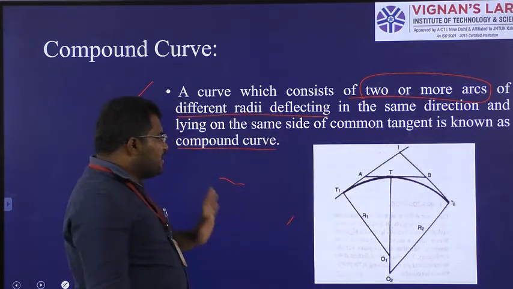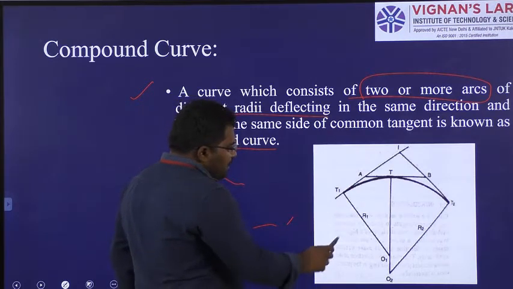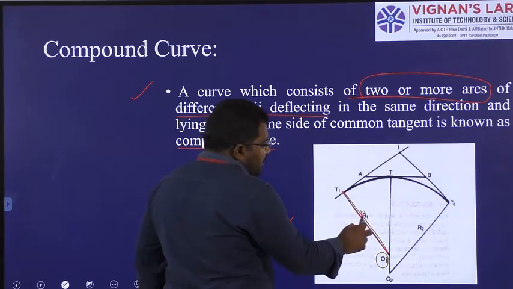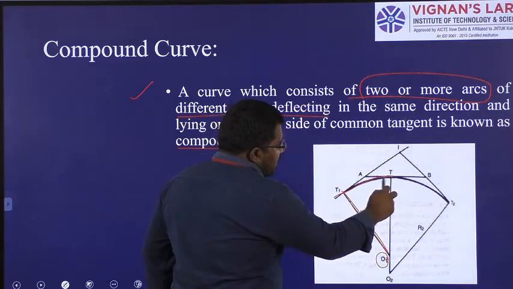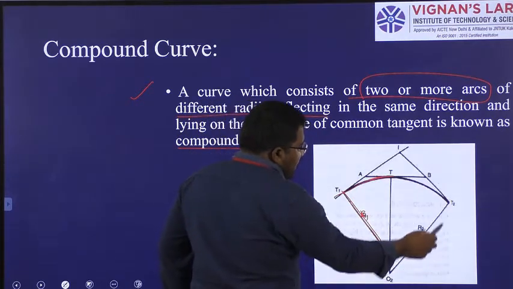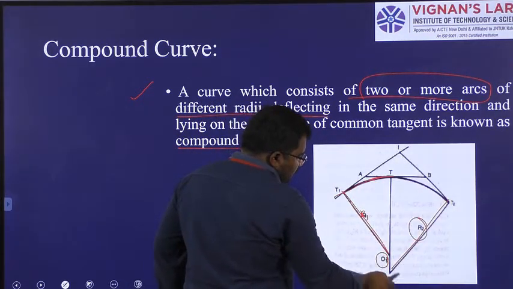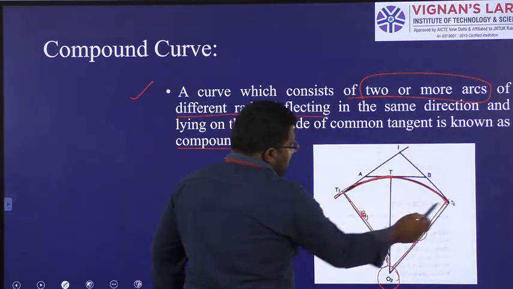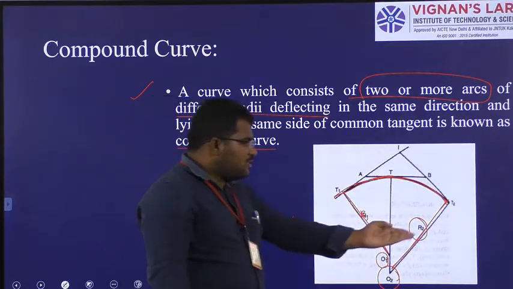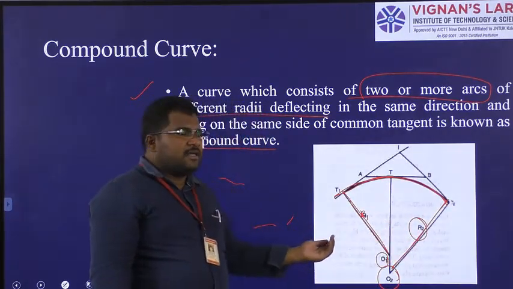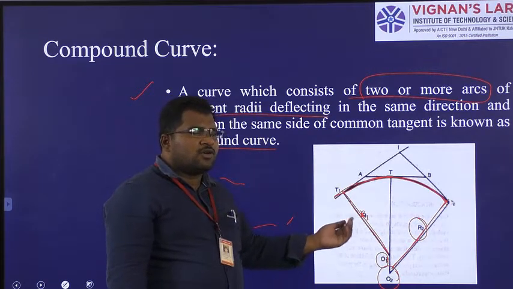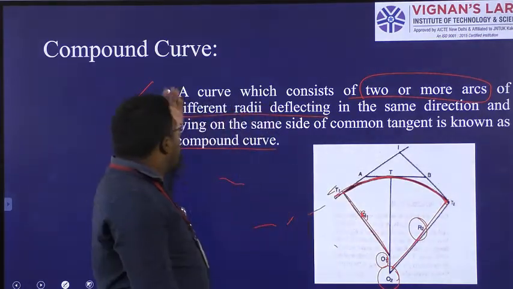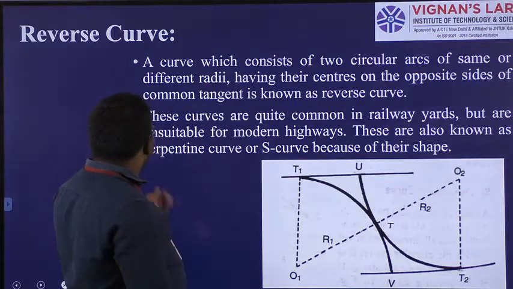The radii deflect in the same direction and lie on the same side of the common tangent. In this figure, first of all we have one curve with center O1 and radius R1. The curve goes up to this point. Again the second curve with radius R2 and center O2 is connected to the first one like this. Two different curves: this is radius R2, and this is radius R1. One curve with radius R1, another curve with radius R2, and since we joined the two together, this is called a compound curve.